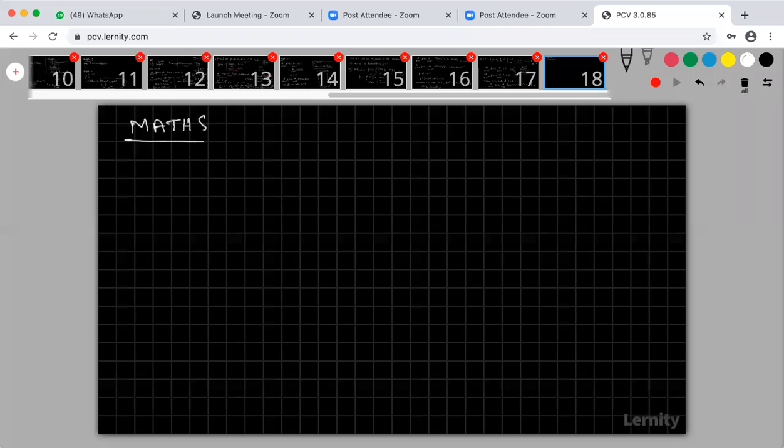Almost in all the chapters they reduced something. Few topics they reduced.